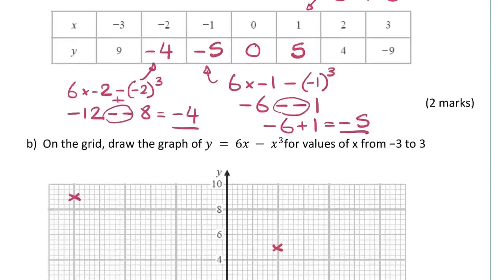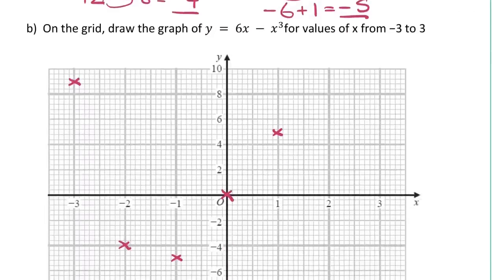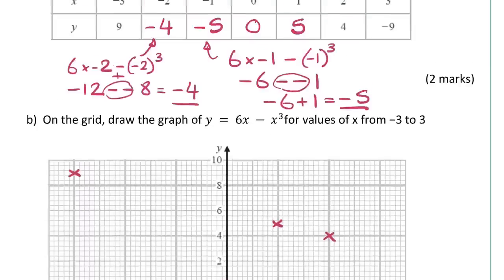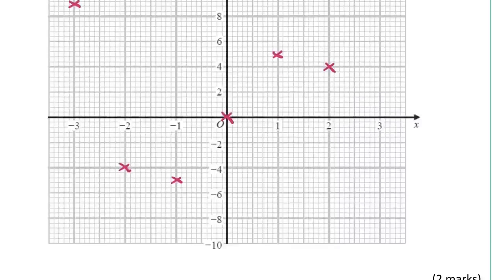There we go. 2, 4. That's just here. And our last one, 3 and negative 9. 3 all the way down to negative 9, all the way down there.